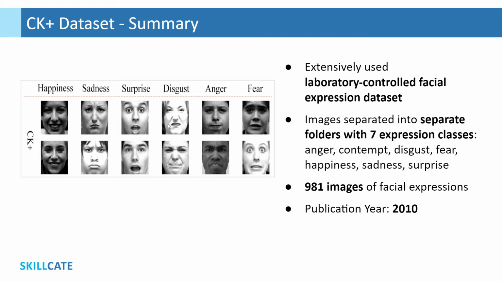CK Plus dataset is a popular and most extensively used lab-controlled facial expression dataset published in the year 2010. It has facial images on 7 expression classes including anger, contempt, disgust, fear, happiness, sadness, and surprise. Images are separated into 7 separate folders named as per these expression classes. There are a total of 981 images in our dataset that we shall work with.